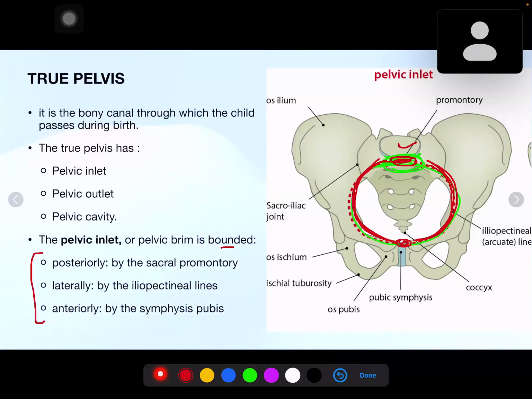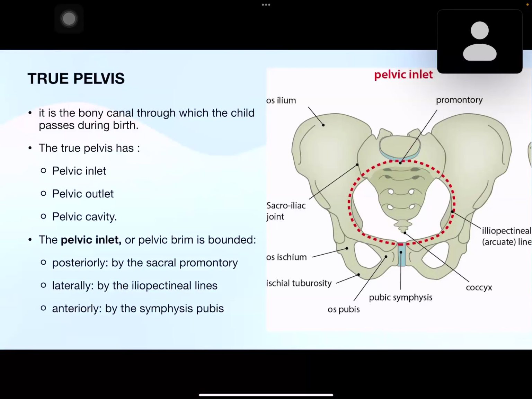And what would be the lateral boundary? We know that the pelvic inlet or pelvic brim is formed laterally by the iliopectineal line, which can also be called the arcuate line. You have to remember all the names of these lines. So this arcuate line would be the lateral boundary of the pelvic inlet, and anteriorly will be the symphysis pubis. So these are the pelvic inlet boundaries.